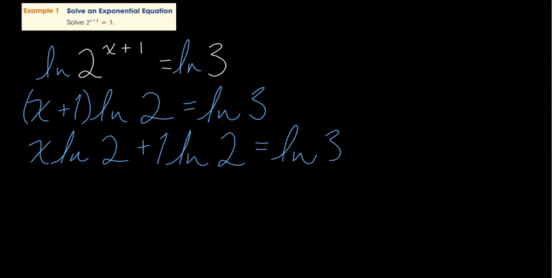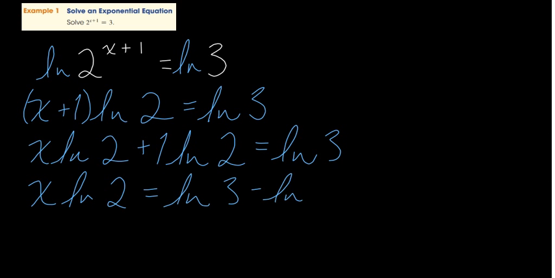Alrighty. So now we're just going to subtract this from both sides. Okay, and again, 1 natural log of 2 is simply natural log of 2, right? So this is now going to turn into x natural log of 2 is equal to the natural log of 3 minus the natural log of 2. Okay, and then the last step, of course, we need to isolate the x. So we're just going to divide both sides by natural log of 2.